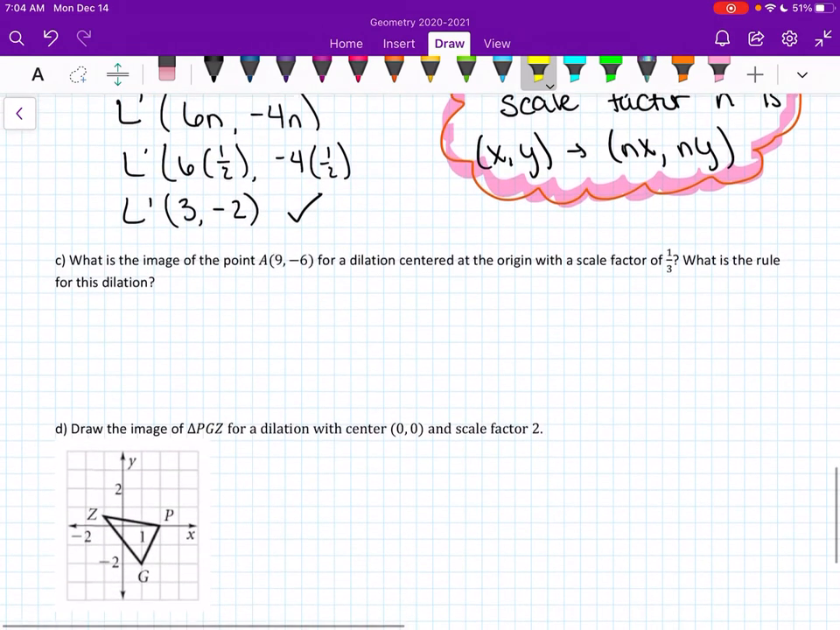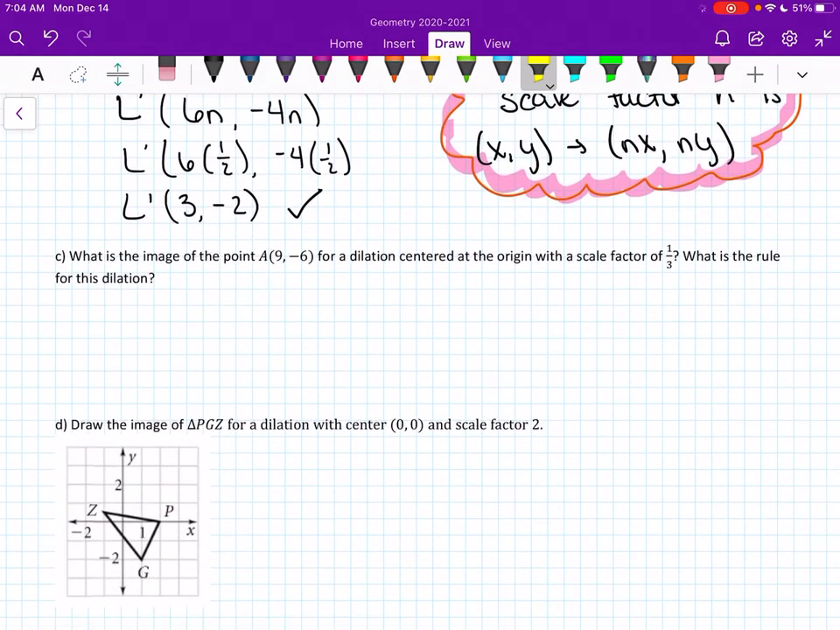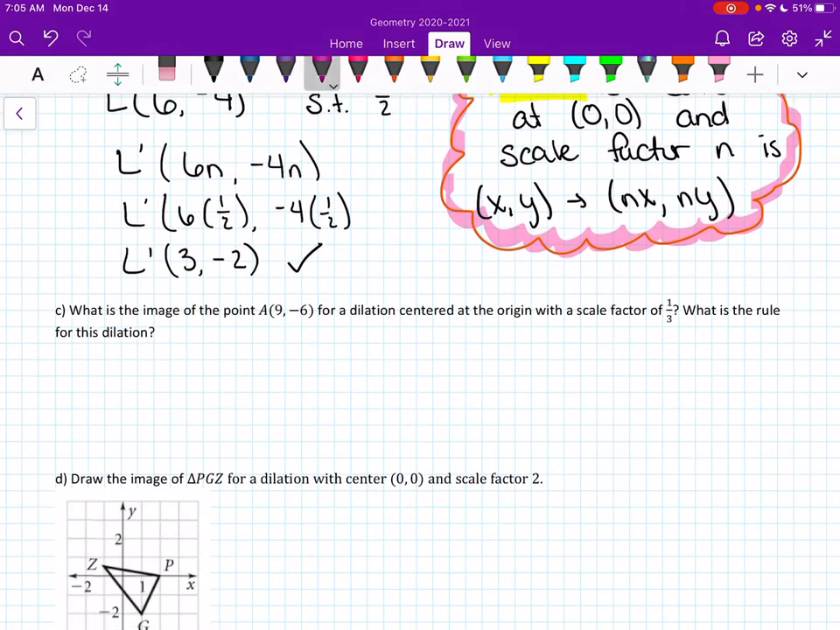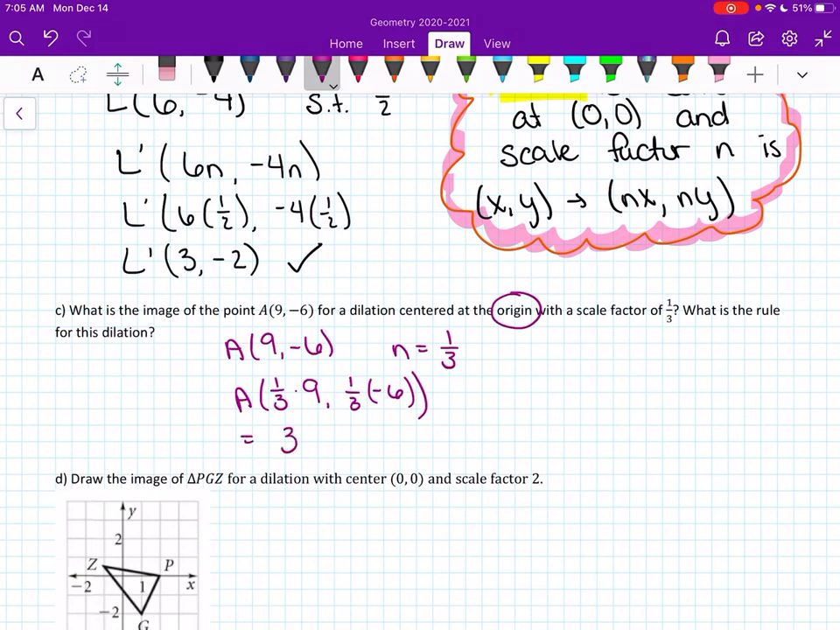All right, let's try 2 more examples. What is the image of the point A, 9, -6, for a dilation centered at the origin with a scale factor of 1/3? Write the rule for this dilation. Oh my goodness, we just did that. All right, so A is at 9, -6. My scale factor is 1/3, and I'm centered at the origin, which is fantastic. So then my rule says multiply each of the coordinates by the scale factor. So 9 times 1/3 is 3, and -6 times 1/3 is -2.